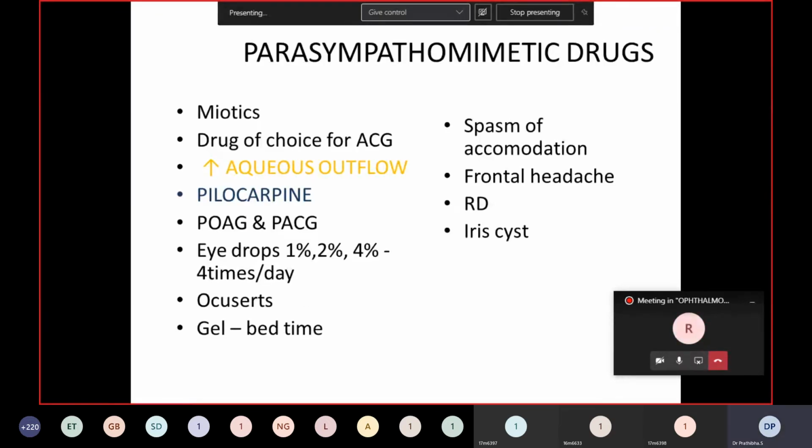Coming to parasympathomimetic drugs, that is miotics. They have a major role in primary angle closure glaucoma. Pilocarpine, I have already told. Miotics are the drug of choice in ACG, but can still be used in POAG also. But nowadays, we mostly don't use pilocarpine because of its side effects, like spasm of accommodation and frontal headache. Very rarely, RD can also occur with pilocarpine. But still it is there in our list.